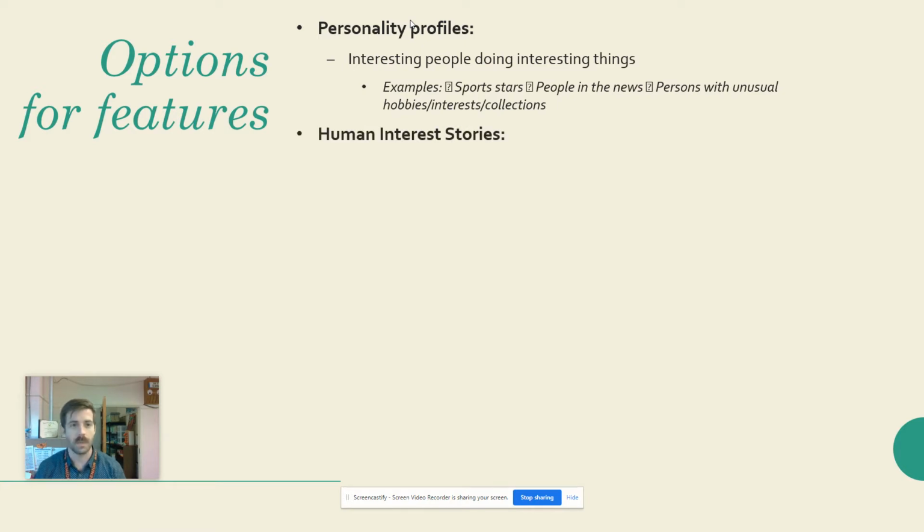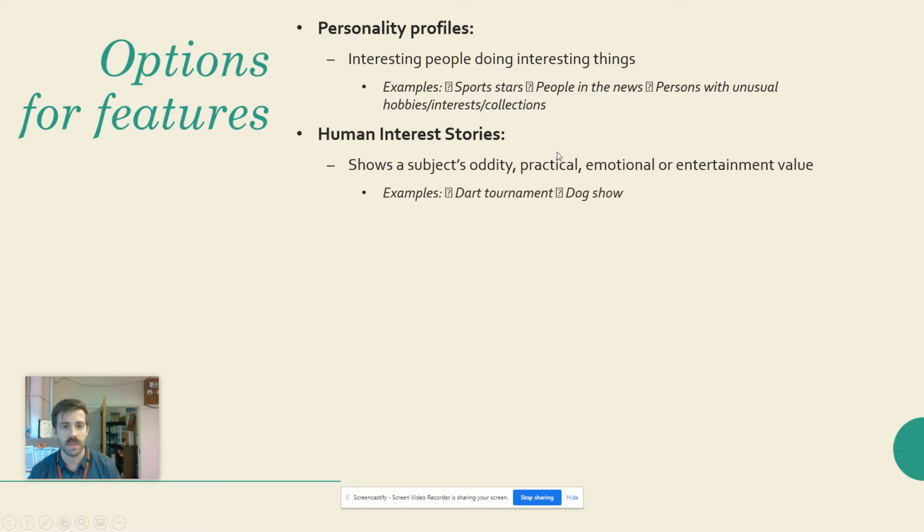The second type of feature story is a human interest story. It's basically showing a subject's oddity or emotional value or entertainment value, right? So this could be a story about someone who plays the kazoo for people in, I don't know, a children's hospital, right? Just to be silly and to brighten people's day. That's not really news. I don't need to know that, but it's a little bit out there and it's got some emotional and entertaining value. So think about anything out of the ordinary that would make someone stand out, make them unique. That could qualify as a human interest story.